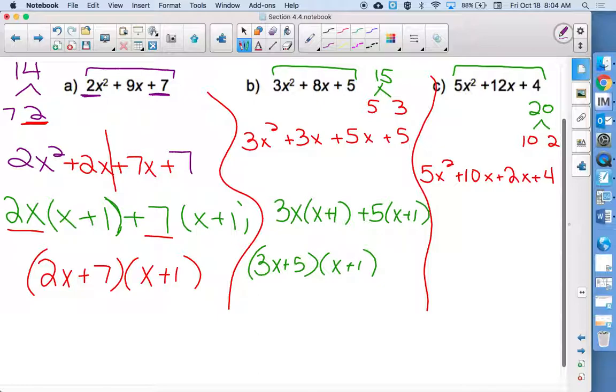JT, letter C, what would you do? It was 5x, x plus 2, plus 2, x. Nice. And then our factored form? 5x plus 2, x plus 1. Excellent. Questions so far?